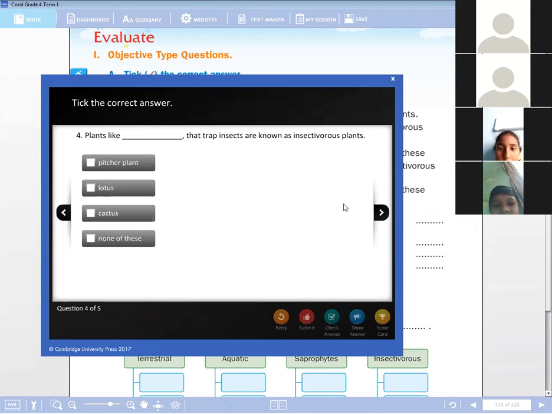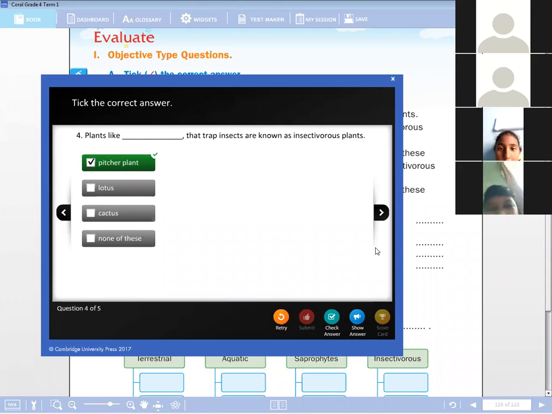Moving to the fourth one. Plants like dash that trap insects are known as insectivorous plants. Among these plants, which plant will trap insects, and is also called an insectivorous plant, children? A, pitcher plant, B, lotus, C, cactus, and D, none of the above. Sai Swarup is telling it is A, and Mokshit also told it is option A. Okay, let's keep option A. Let's check it, children. Yes, you are correct. Pitcher plant is the correct answer.